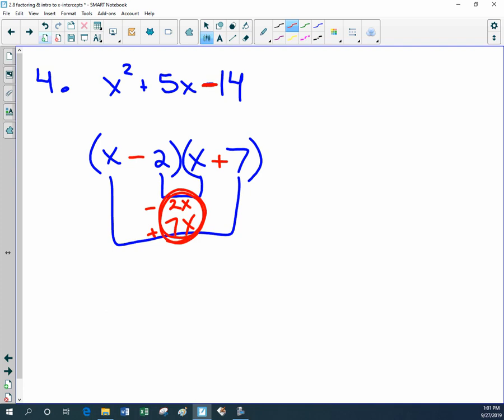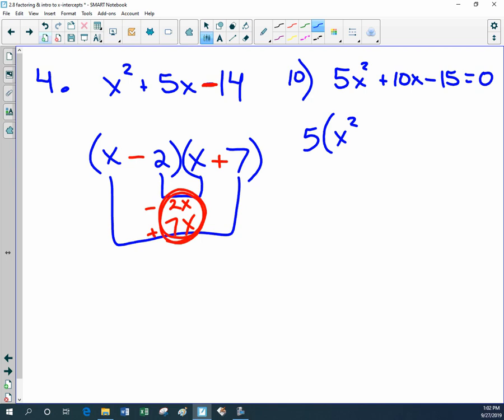10 through 15. Okay, so problem number 10. On problem number 10, the directions say to solve. So we have 5x squared plus 10x minus 15 equals 0. Always look for the common factor first. Greatest common factor is 5, so I factor out a 5. So I would have x squared plus 2x minus 3 equals 0.